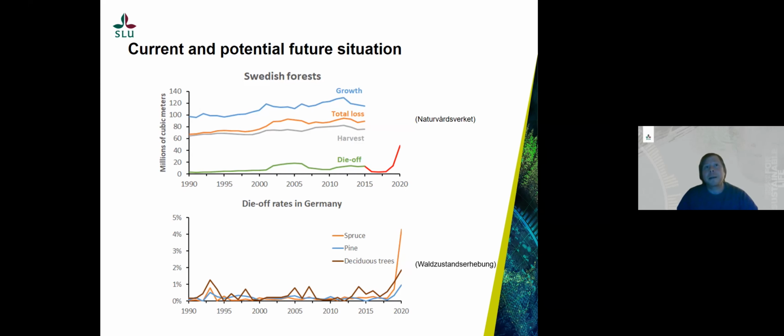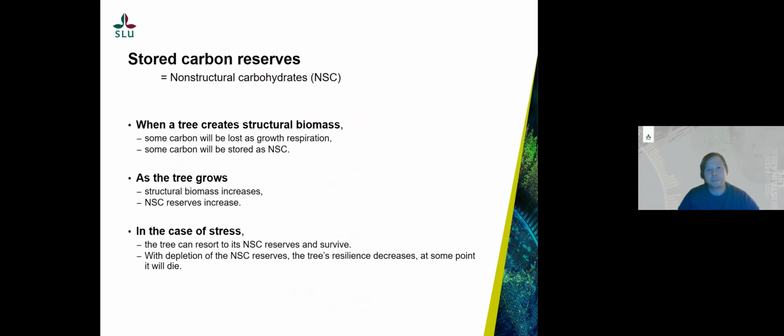I think that currently forest management models for Sweden are fine with ignoring tree mortality, as natural die-off rates, as shown here in green, are pretty low. But as can be seen at the example of Germany, this might not be the case anymore in the future. So future forest management models need to take tree mortality into account somehow. And connecting to Henrik's ideas, one way to do this is to model tree resilience via carbon storage, also called carbon reserves or non-structural carbohydrates.